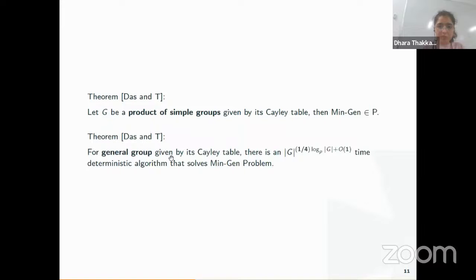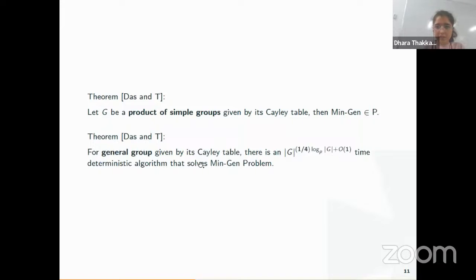Then we also improved the quasi-polynomial time algorithm for general groups by giving the following result, where we proved that for any general group G given by the Cayley table, we can have an algorithm that solves the minimum generating set problem, and it runs in |G| to the power 1/4 log_p |G| plus O(1).